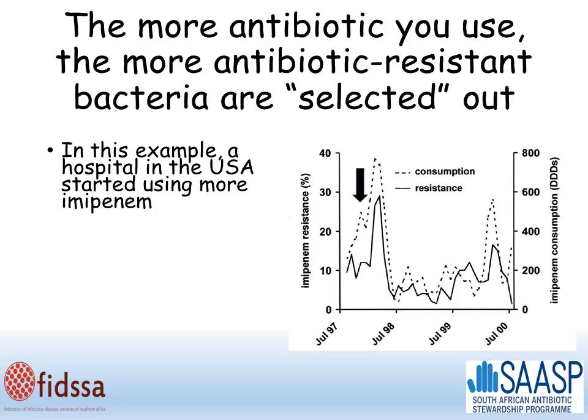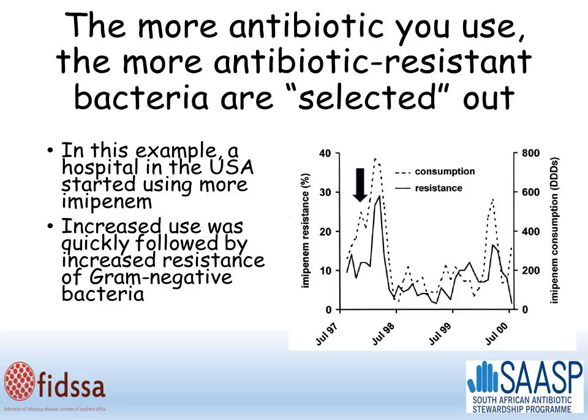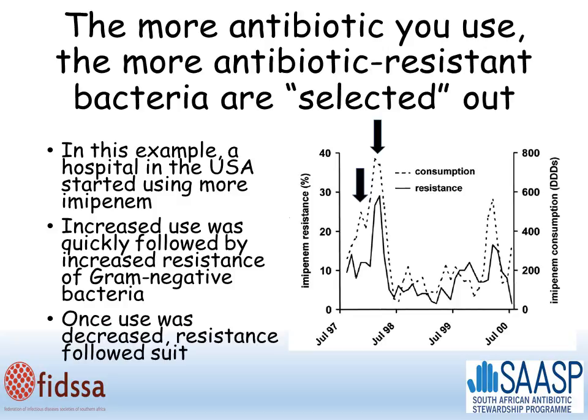You can see in the first arrow, consumption of imipenem started to rise, and it was quickly followed by an increase in resistance, seen in the solid line. Only once consumption decreased, as the dotted line goes down, was there a decrease in resistance.